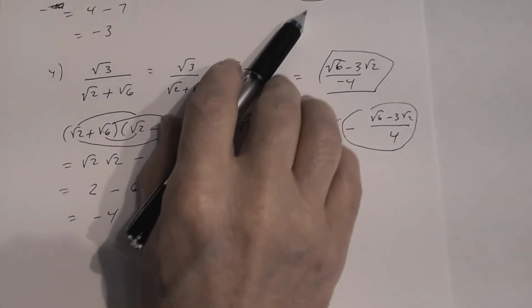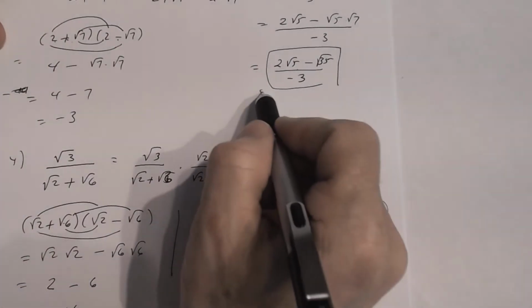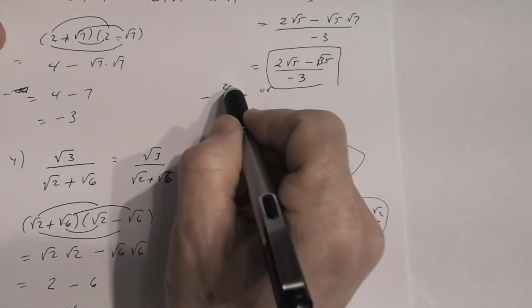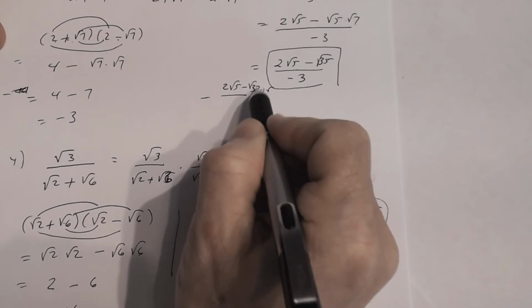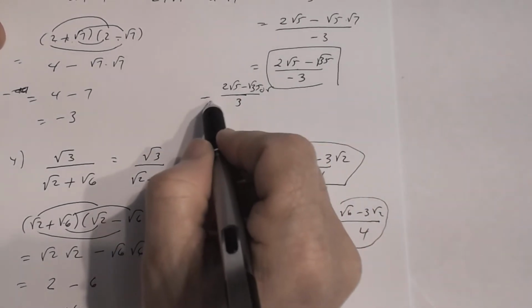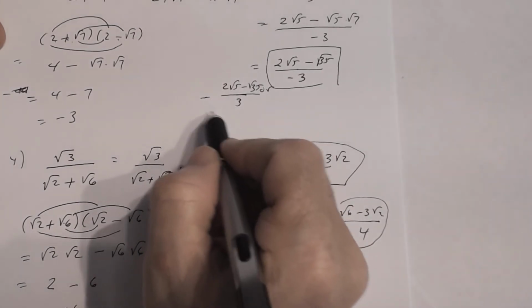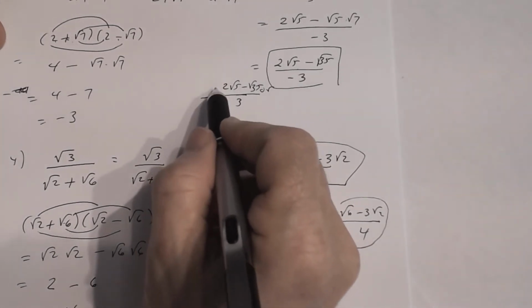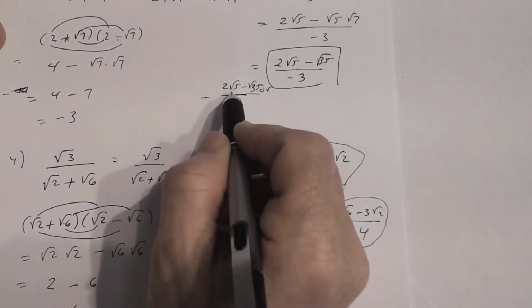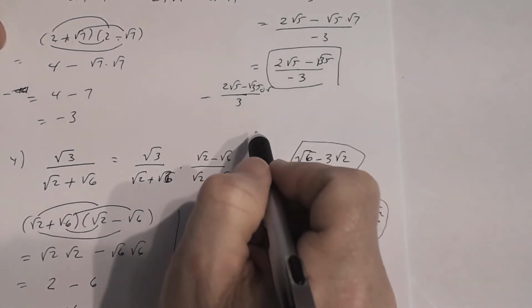And I could have done the same thing right here. So if I wanted to, I could have said negative and then 2 square root of 5 minus square root of 35 divided by 3, as long as that negative is in front of that fraction. So you make it look like it's in front. Don't make it look like it's still part of this term right here, because then that's now incorrect. Okay?